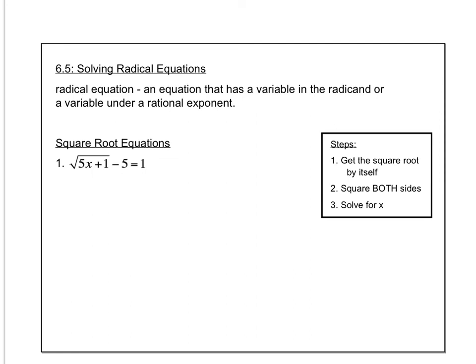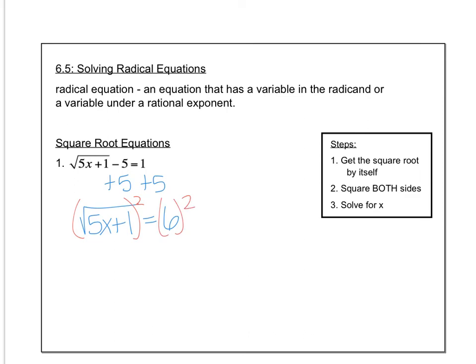So if you look at number 1, we want to unwrap that. We want to get the square root by itself first. That's your first goal, is to unwrap everything away from the square root symbol. So the first thing we want to do here is add 5. Then we would get the square root of 5x plus 1 equals 6. Your next step is to get rid of the square root, since that's the thing that's on the outside of the problem. So to get rid of that square root, I'm going to square both sides.